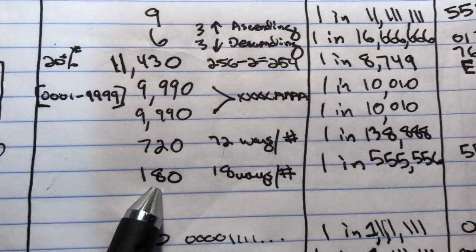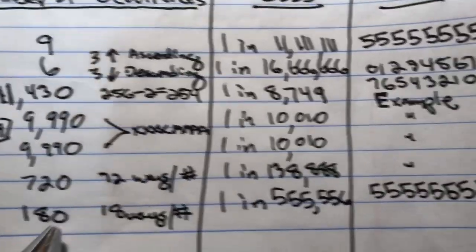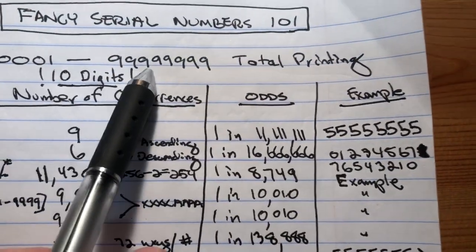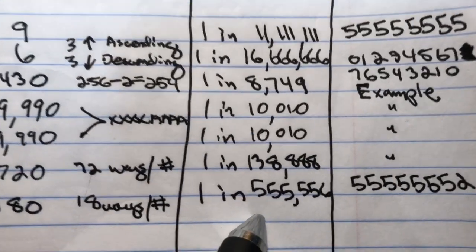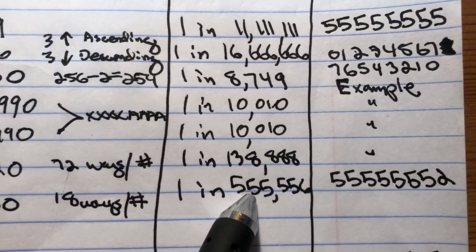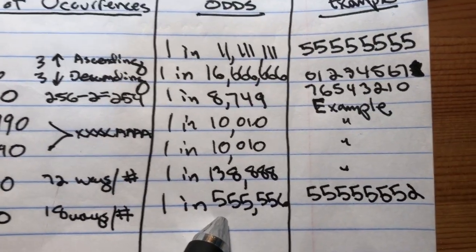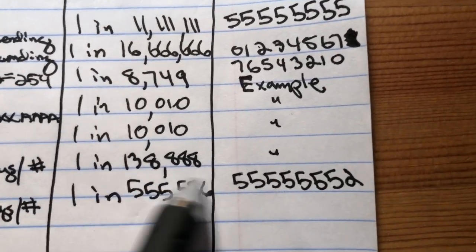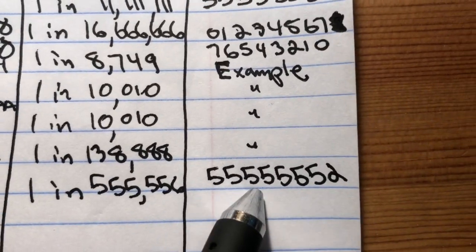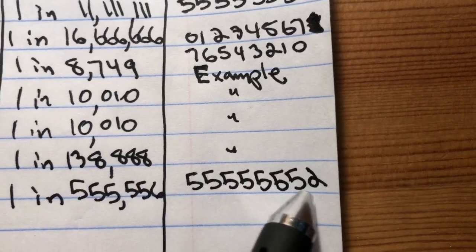So quite a bit less, quite a bit more rare to get this, right? And again, divide 999 million by 180, gives you 1 in a little over 500,000. As you can see, the number. I don't have a 7 in a row yet, but an example would be 5555555, 2. Pretty cool, huh?